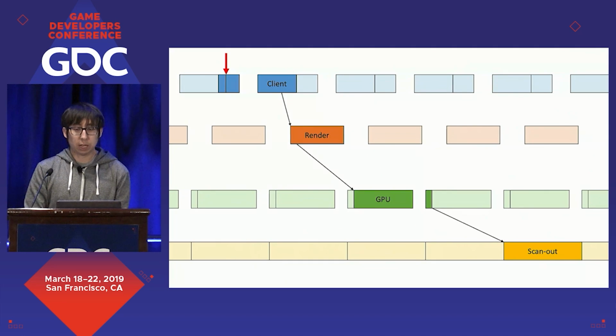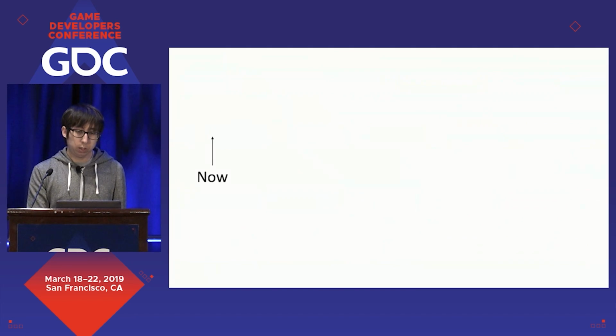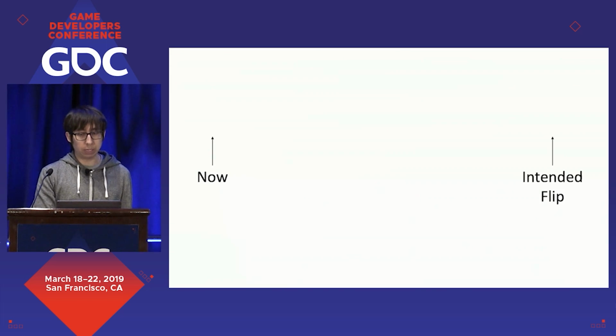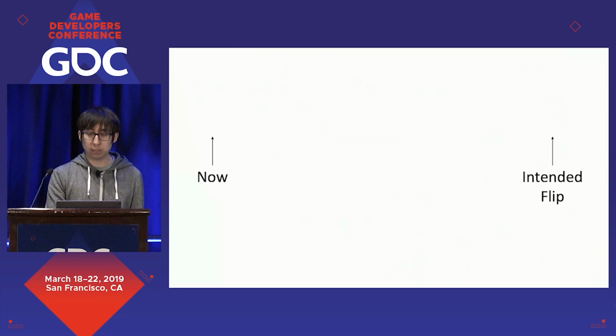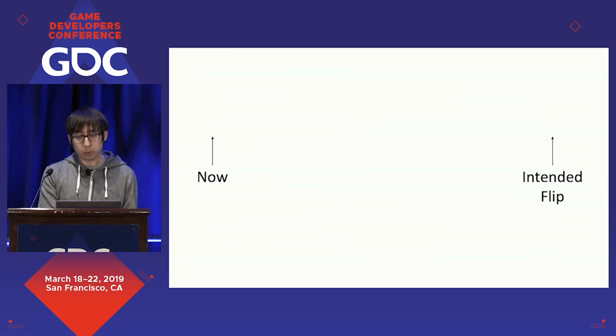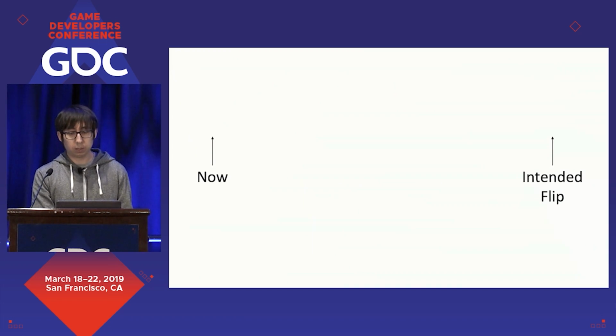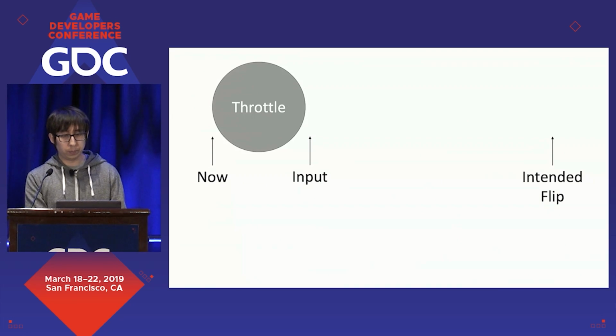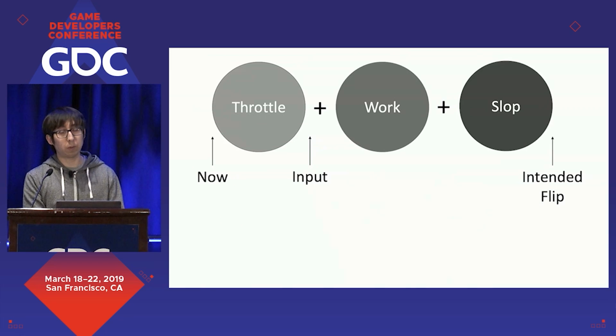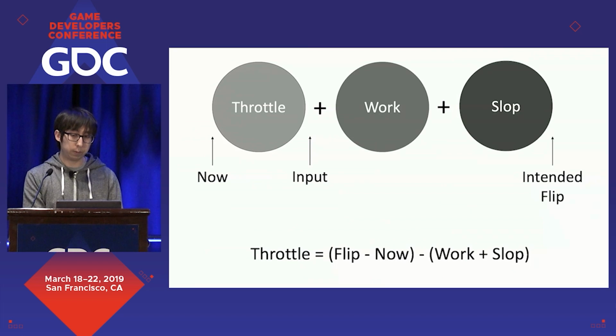OK, so the question is, how long are we supposed to throttle? We know that we're in the middle of the client frame, right before the input sample. We know that the end of the latency duration is during a future v-blank, when we want this frame to get flipped. And so what makes up all the time in between now and the v-blank? First, there's our throttle that we're solving for, and there's work and slop for the rest of the frame. So solving for the throttle, we get the duration between now and the flip minus the total work and slop.